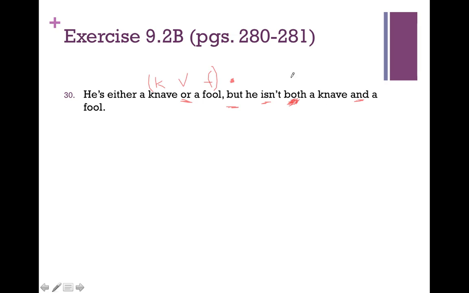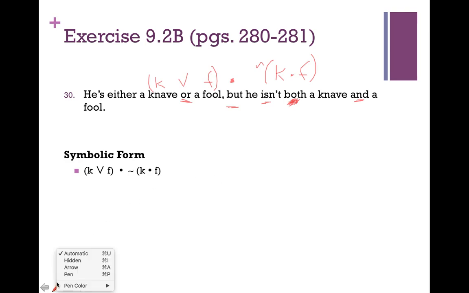He isn't both a knave or a fool. So we're going to reuse knave. We're going to reuse fool. And notice knave and fool. And you're saying, but he isn't both. So how do we do that? Just as follows. Just like this. And here's how we symbolize it. I'll put it down here so it's a little clearer. But look at what you're saying. He's either a knave or a fool, but, that's what the and means, but he's not both a knave and a fool. Now, you might have thought you might be saying this, right?